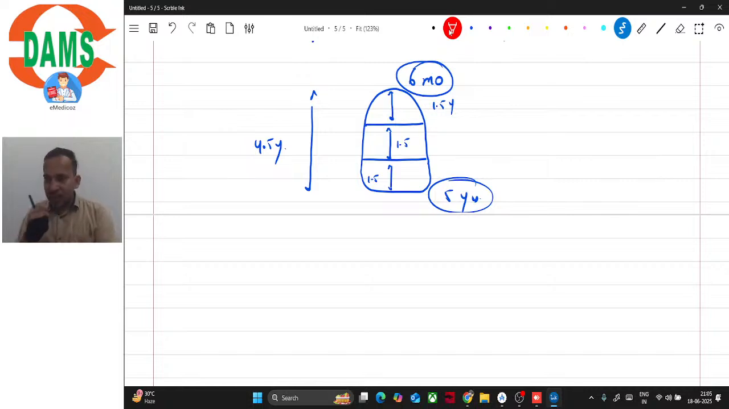I think we have discussed this while we were studying amelogenesis, isn't it? I told you that the tooth initiates, or its calcification begins, at the cusp if it's a posterior tooth, and at the incisal edge if it's an anterior tooth. So what do you think? These markings, 6 months and 5 years, done by me, are they correct or incorrect? Should I switch them or keep them as they are?